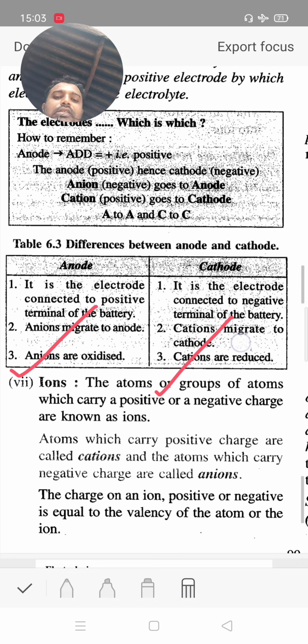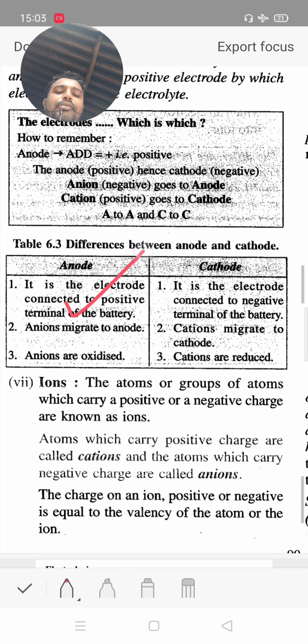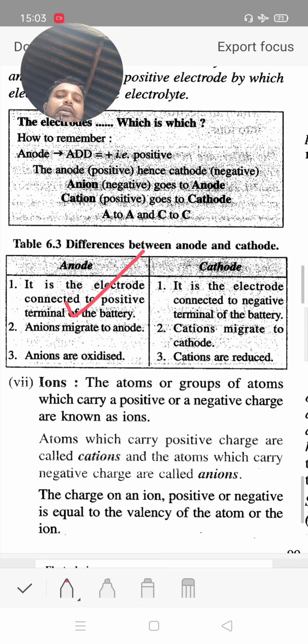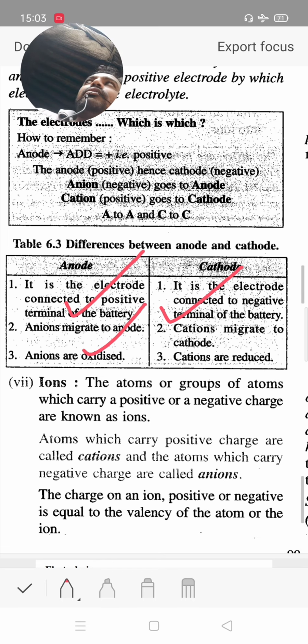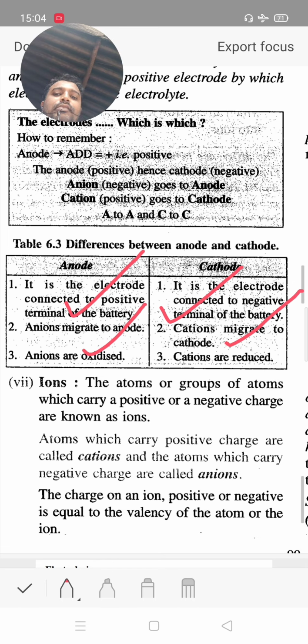Now we discuss the anode and cathode. Anode is the positive terminal of the battery and cathode is the negative terminal of the battery. Anions migrate to the anode, cations migrate to the cathode. Anions are oxidized, cations are reduced. It is the difference between anode and cathode.